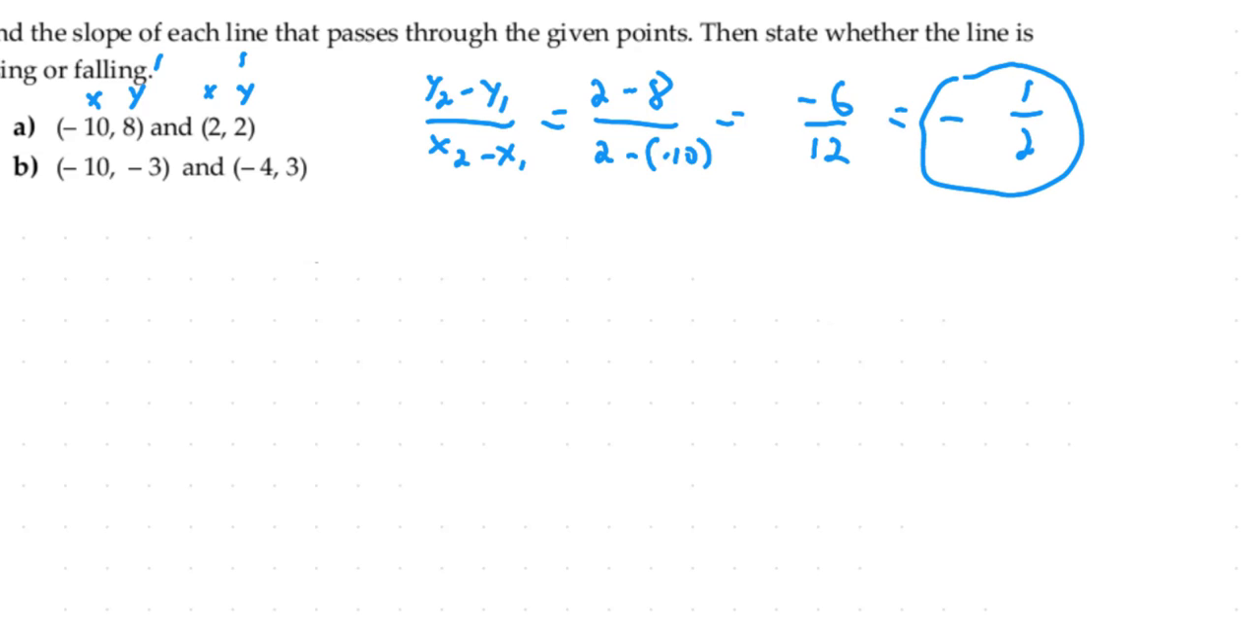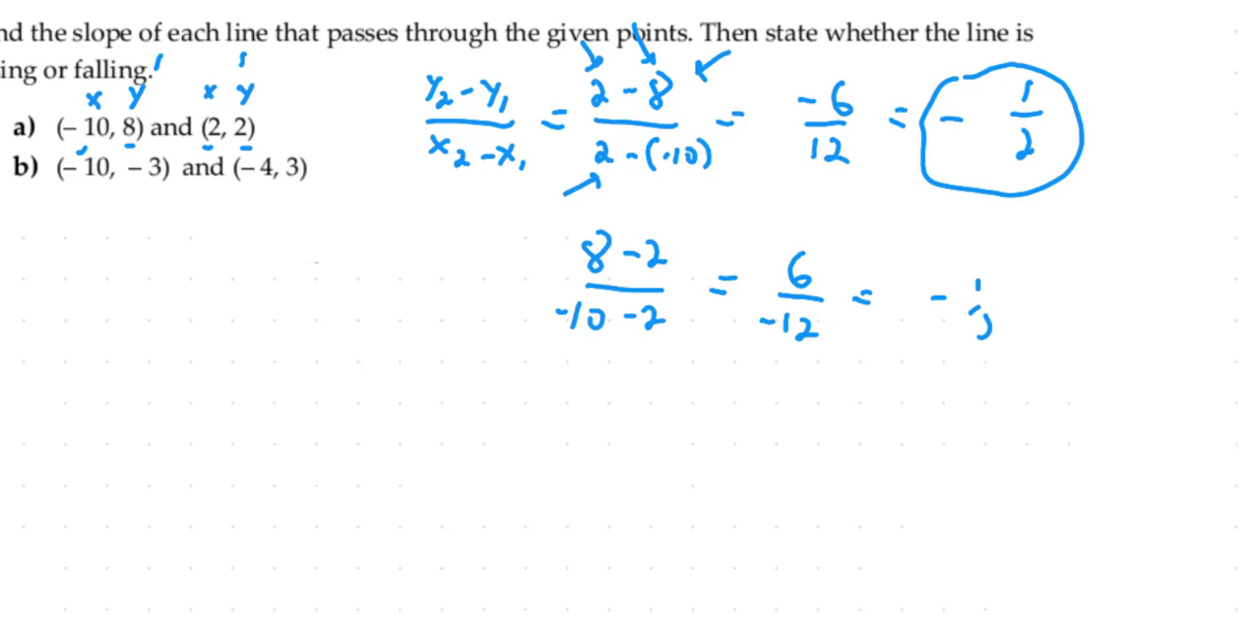And students always ask, Mike, what if instead of 2 minus 8, I did 8 minus 2? I did the 8 first minus the 2. Well, then you would have to do the negative 10 minus 2. So we switch the order here, and we switch the order here, but we still end up with the same answer. Positive 6 over minus 12 is still negative 1/2. So the order does not matter. So that's the slope. And then it says, is the line rising or falling? This is falling because it's negative.